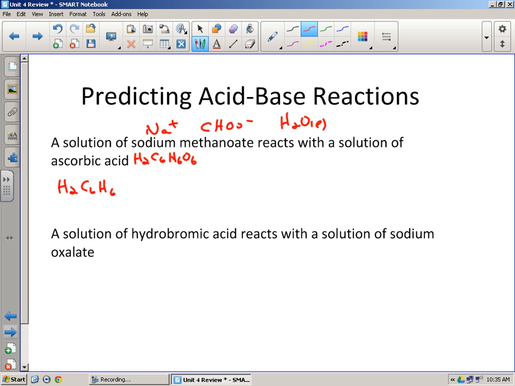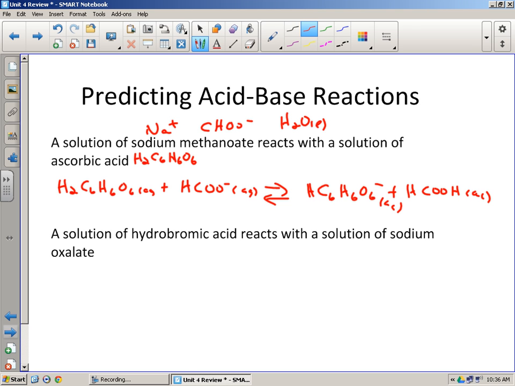H2C6H6O6. And the way that they have it in the data booklet is HCOO-. Not that it really matters in the big scheme of things, but it gives me proton donor, proton acceptor. So I'm going to get HC6H6O6- and HCOOH aqueous. So that's probably the most likely reaction there.